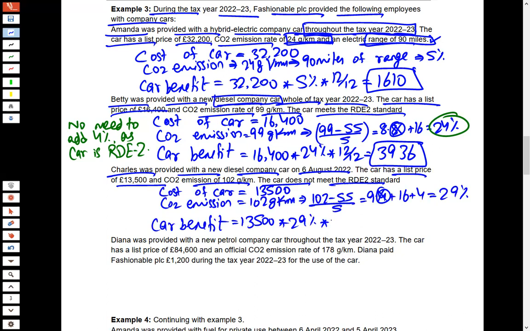So the car benefit would be calculated as 13,500 multiplied by 29%, multiplied by the months the car was provided. Since it was provided on 6th August, it's August, September, October, November, December, January, February, March. So I'm talking about 8 months. The benefit for 8 months amounts to 2610.